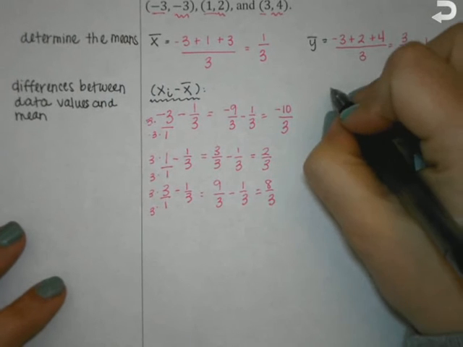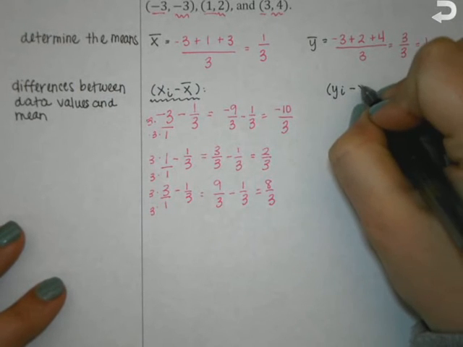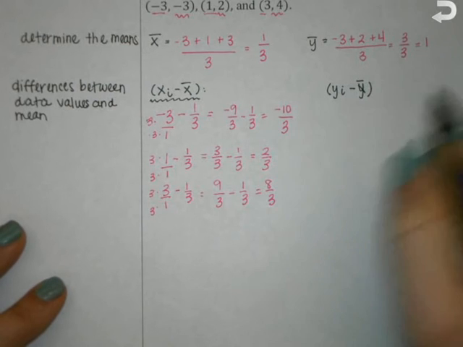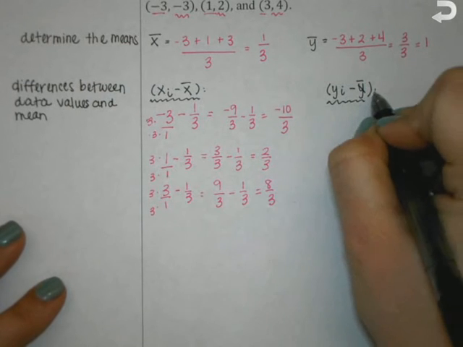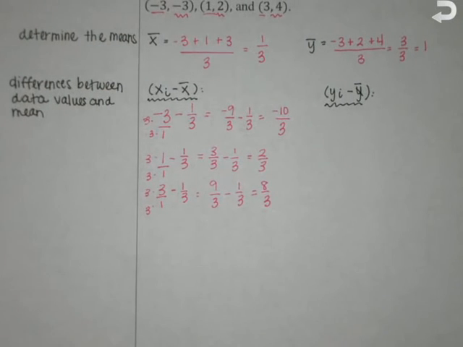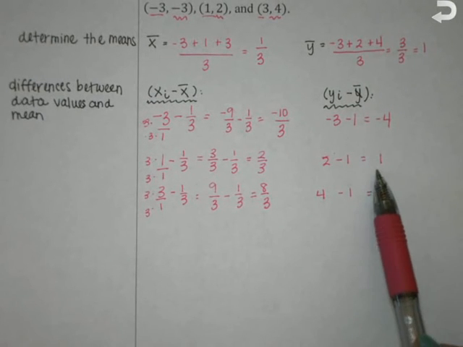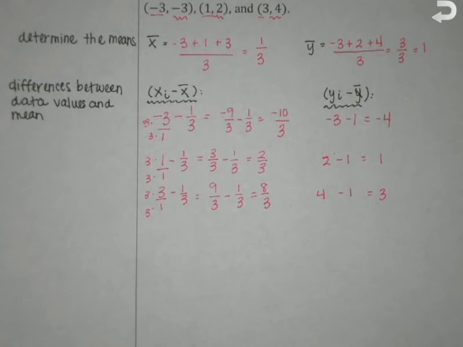So right next to it, what I want you guys to do right now on your own is do the same thing for the y's. Take each individual y coordinate and subtract y bar. This one should be easier because y bar was 1. Okay, so for the first piece of data, what did you guys get? -4. So -3 minus 1 gave us -4. What about the next one? 1. And the last one? 3. Okay, good. So you guys with me still?